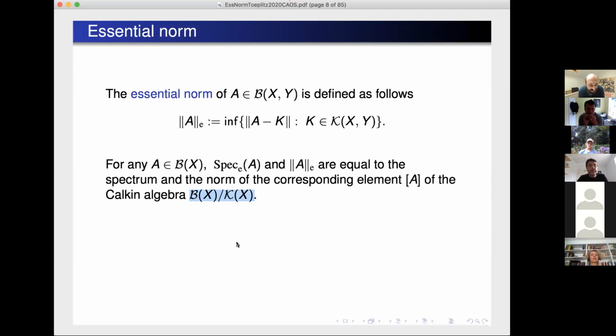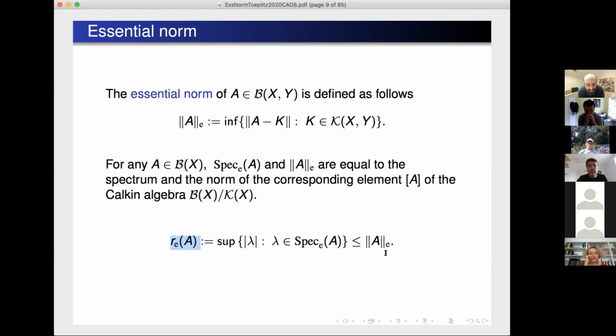So it all fits nicely together. In particular, the thing that I will be using is that the essential spectral radius is less than or equal to the essential norm. The spectral radius is the radius of the smallest disk centered at zero that contains the spectrum. And we know that the spectral radius is less than or equal to the norm of the operator.